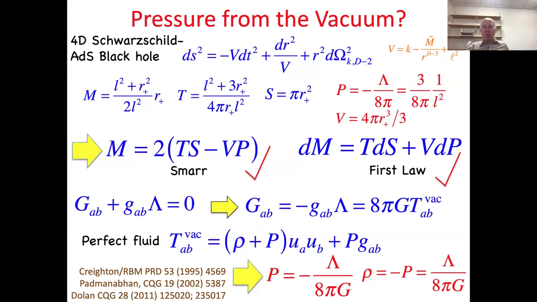and so density plus pressure is zero for a cosmological vacuum. This has long been known to be true by cosmologists. And P is negative lambda. It's the pressure term, exactly like up here. So in some sense, it's not too mysterious from a cosmological viewpoint that the cosmic vacuum acts as a kind of thermodynamic pressure on a black hole.